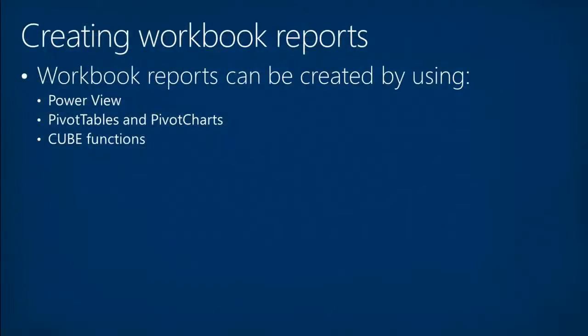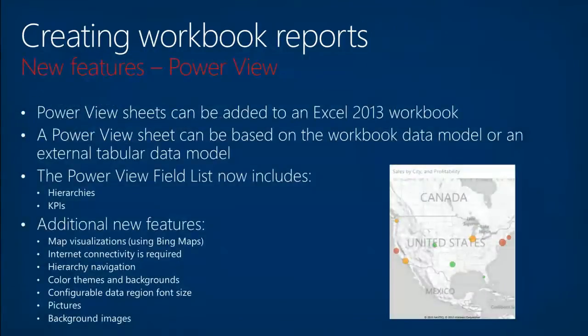So creating workbook reports. Workbook reports can be created from the new PowerView sheets and from the pivot table, pivot chart, and cube functions. So we're really going to focus on what is new. Pivot tables and pivot charts really haven't changed, except as I demonstrated with my implicit data model, is that we have a single field list now. No slices are included in the drop zones. So regardless of whether you're reporting off an internal workbook data model or you're reporting off an external tabular or multi-dimensional, you will have the same field list.